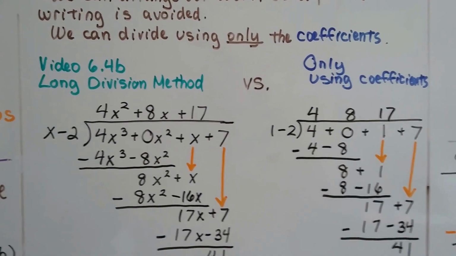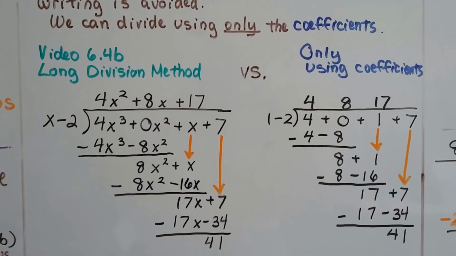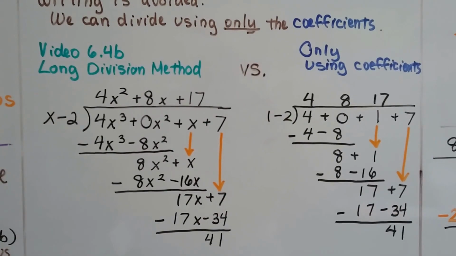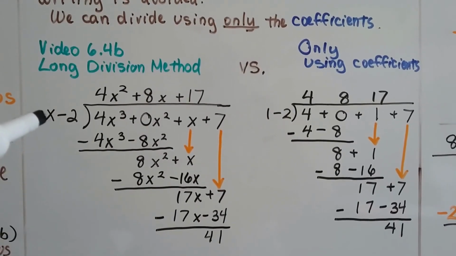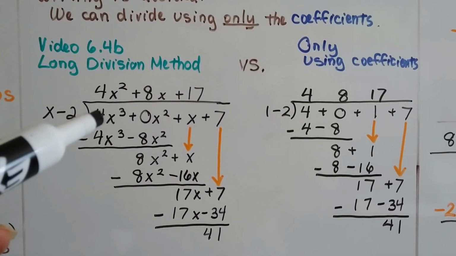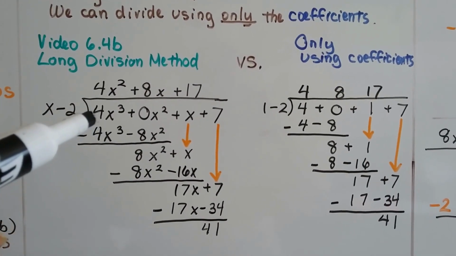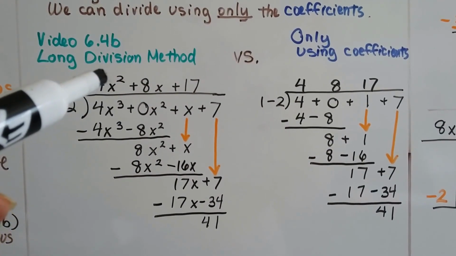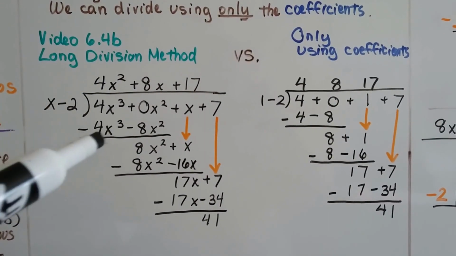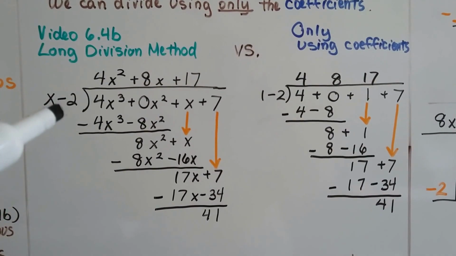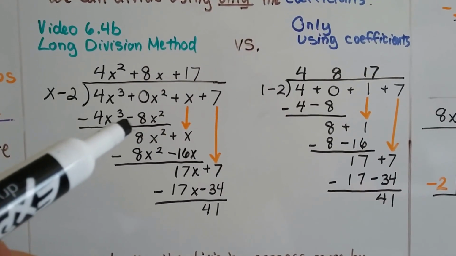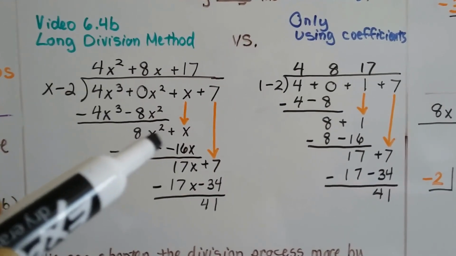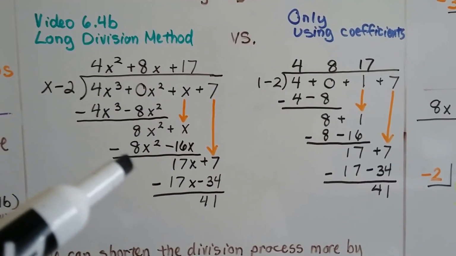So this one on the left is from video 6.4b. It was the long division method we did, and we had to take this first term and figure out what it needed to be multiplied by to equal 4x to the third power, and that was 4x squared. We wrote it here, and then we multiplied this second term by it and got a negative 8x squared. We subtracted and got 8x squared. We dropped down the x, and we did it again.